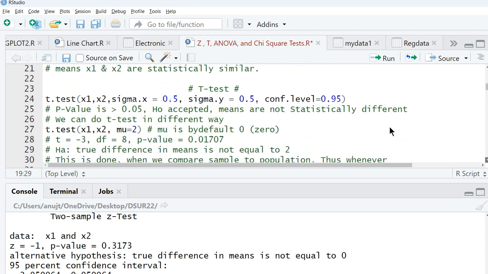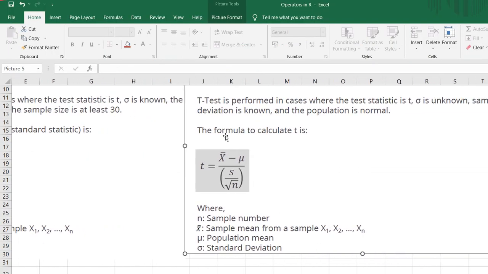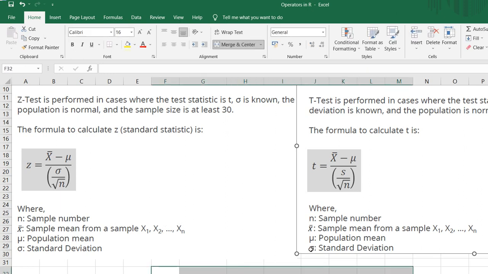Now the t-test. The t-test is performed in cases where the test statistic is t, the standard deviation is unknown for the population, and the sample standard deviation is known. Now see, here we can go through this chart. We apply the z-test when the population is known and we are comparing sample versus population, and the t-test when the population is unknown, the sample is known, and we are comparing sample versus sample. In that case we apply the t-test.